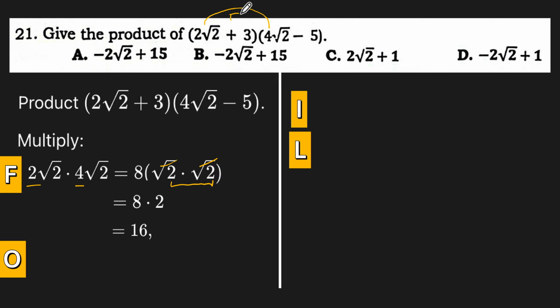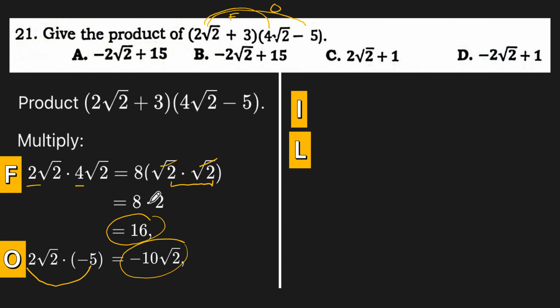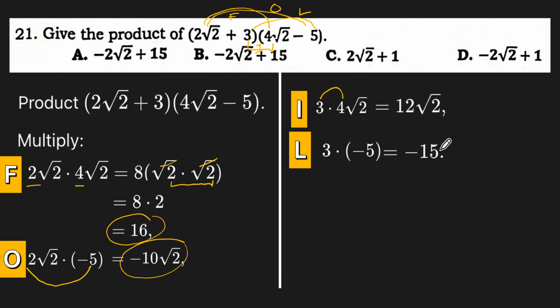Then we move on to the outer part. We have 2 square root of 2 times negative 5. In this case, we just multiply negative 5 and 2, and then we have negative 10 square root of 2. Okay. Next, inner side, 3 times 4 square root of 2. That is equal to 12 square root of 2. And then the last term would be 3 times negative 5. The answer would be negative 15.